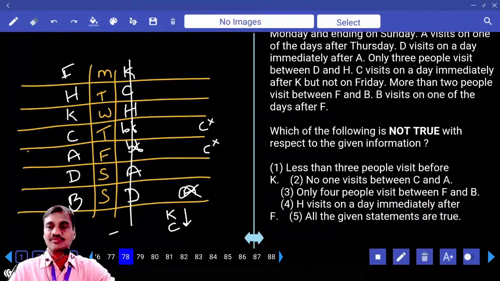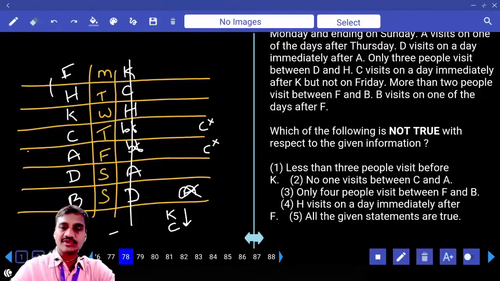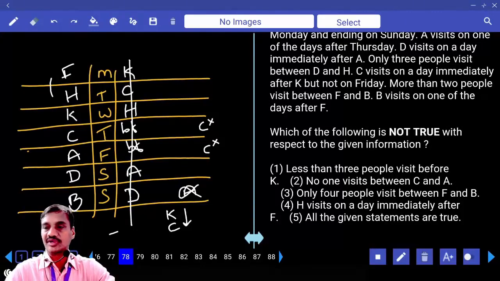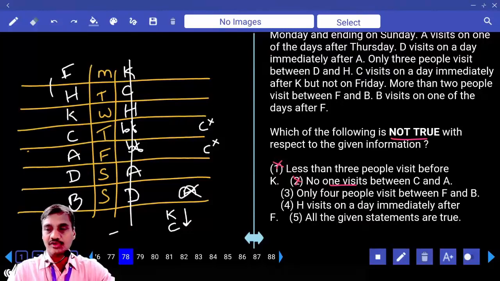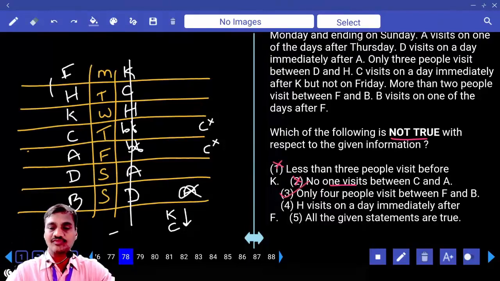And 78, which of the following is not true with respect to the given information? Less than 3 people visit before K. Is that true or false? Yes, that is definitely true. But as the question is about not true, it must be definitely false. So choice 1 cannot be your answer. And no one visits between C and A. That means C and A are adjacent to each other. And this is also definitely true, and it cannot be our choice. And only 4 people between F and B. In between F and B, how many persons? There are 5 persons. But as 4 is definitely false, so choice 3, 78.